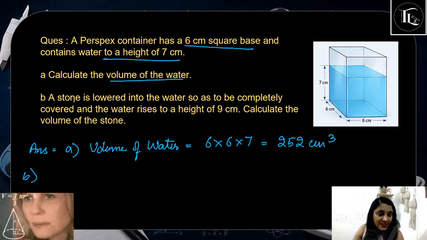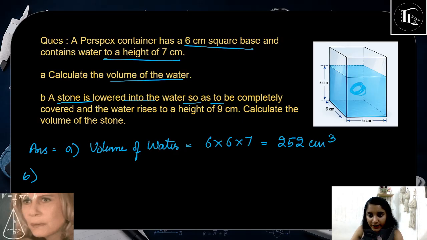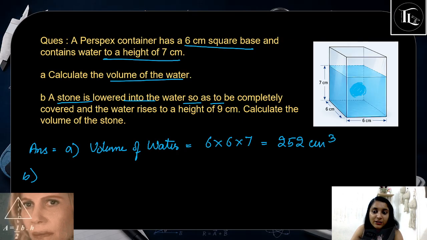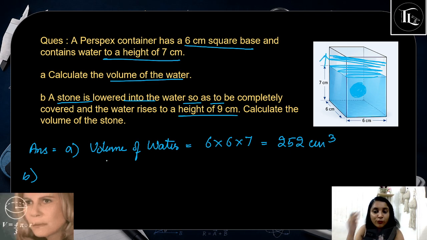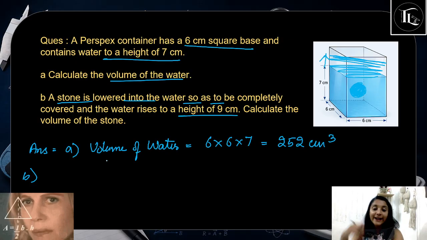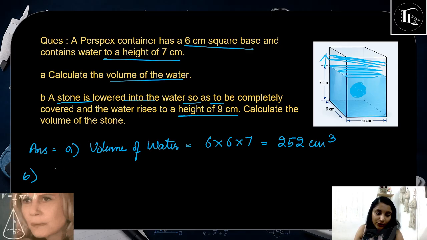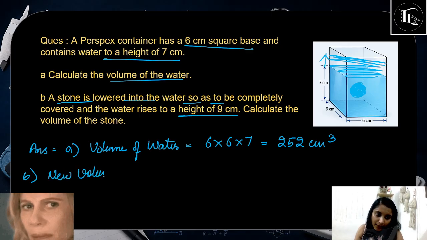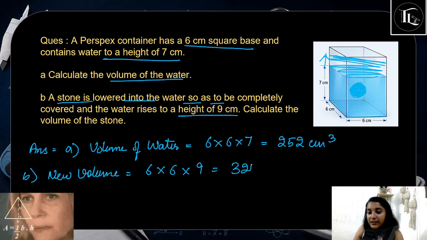Now in the B part, it says a stone is lowered into water. What happens? You bring a stone and as soon as you put it in the water, the level of the water will rise. Let us say now it is somewhere here, which is given to be 9 centimeters. So what will be the volume now? The height increases to 9 centimeter, but the base is the same. So the new volume would be 6 into 6 into 9, that comes out to be 324 centimeter cube.